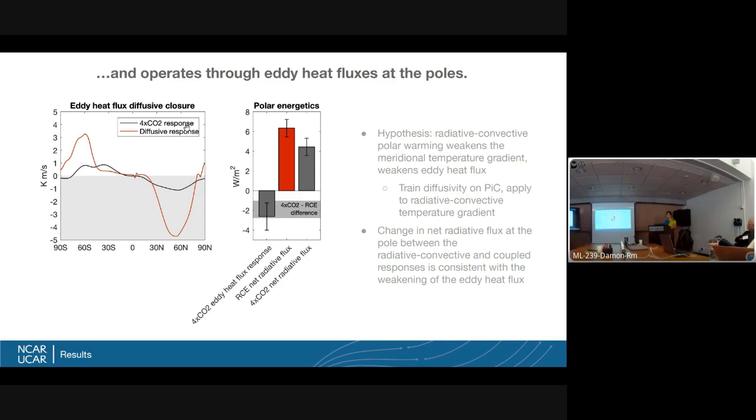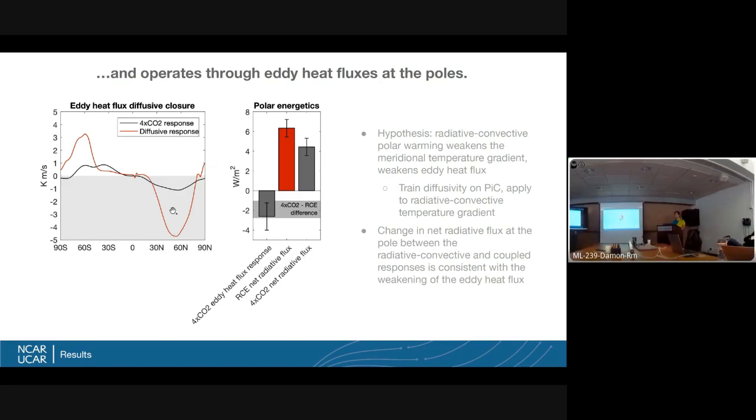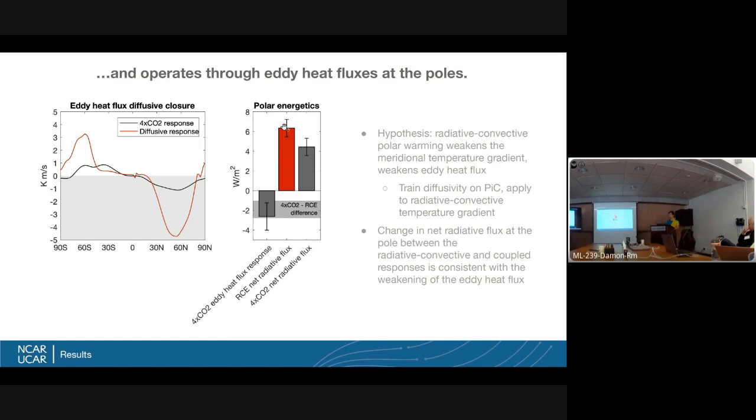But the key is that when I train just a diffusive operator on the background temperature gradient in the pre-industrial control and apply it to the RCE changes, I get this huge decrease in polar eddy heat flux. The reason it's so outlandish is because part of the response to the circulation is to also change the diffusivity, usually by reducing the eddy activity or shifting the storm tracks. And so we expect an adjustment process. What I think is cool is that if you just add up the polar net radiative flux in the RCE run and the 4 times CO2 run, the difference between them looks like this 4 times CO2 eddy heat flux response.